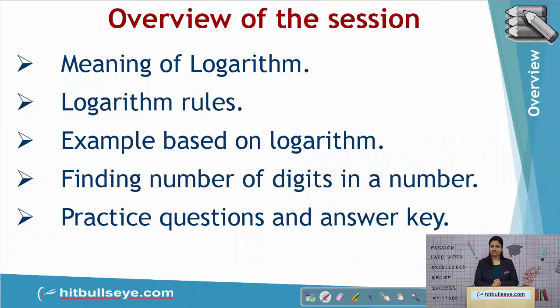First of all, we will learn the meaning of logarithm. Then we will learn some rules of logarithm. Then there will be examples based on logarithm. Then we will learn how to find the number of digits in a number. Then you will have some practice questions and the answer key.